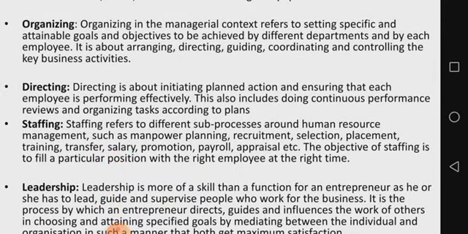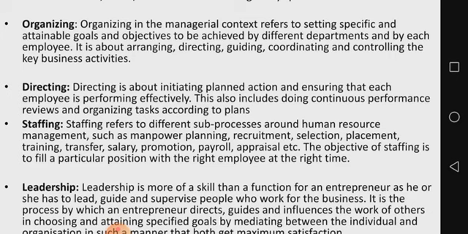Directing is about initiating planned action and ensuring that each employee is performing effectively. This also includes doing continuous performance review and organizing tasks according to the plans. So once you give a task to an employee, it is the responsibility of the managing director or the manager to look after whether the task is being performed well or not. If the task is not being performed well, the necessary actions can be taken, or the employee can be motivated. So this is called directing.